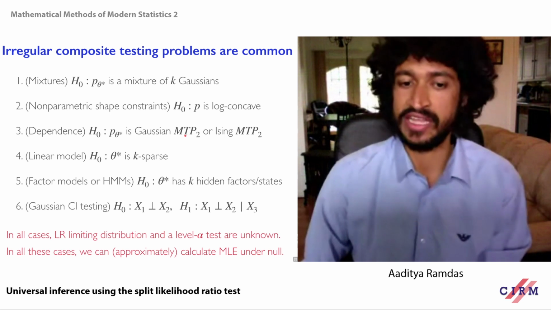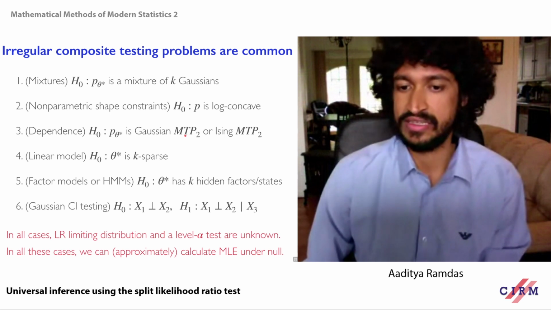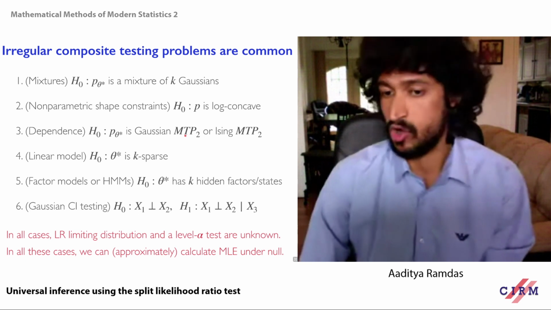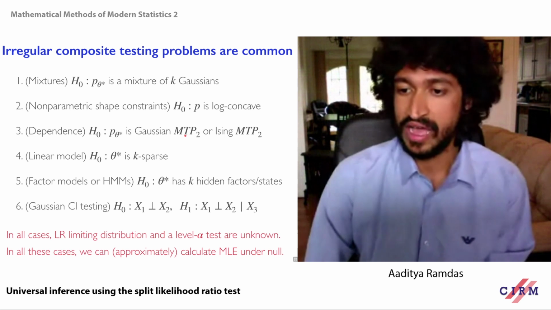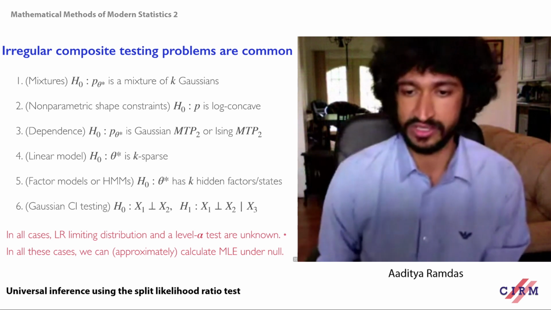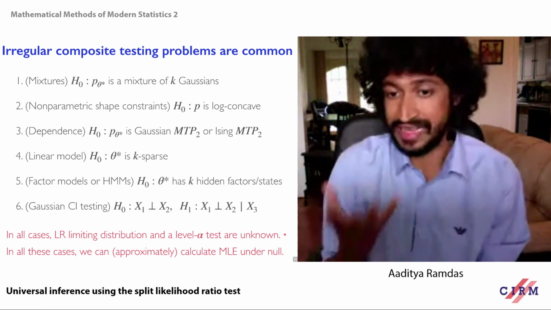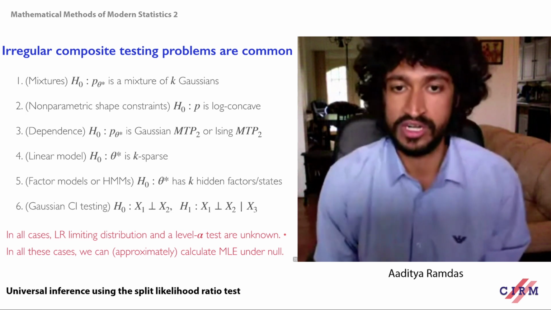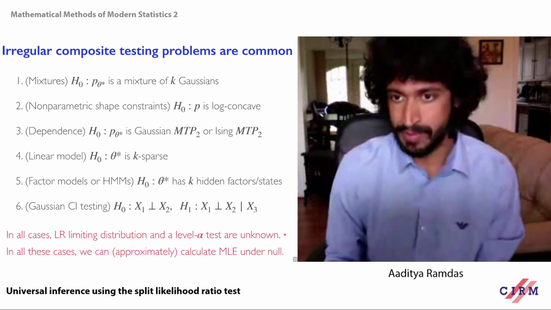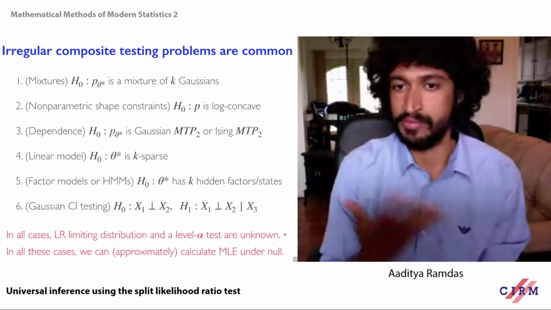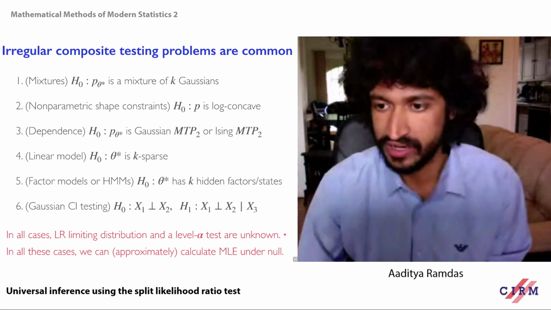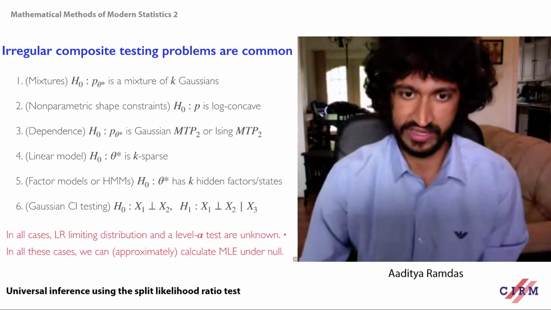I should just mention that in all of these cases, the likelihood ratio limiting distribution can be extremely complicated. Often we don't know it. And we often don't know a level alpha test using the likelihood ratio test because of the irregular behavior of these models. There's often some boundary behavior that makes them non-singular, because of which the likelihood ratio does not have this kind of chi-squared distribution like Wilks' theorem.